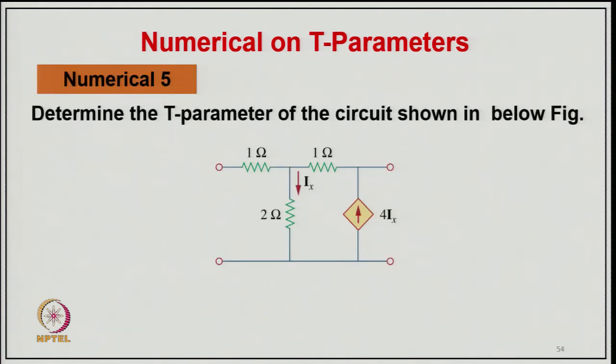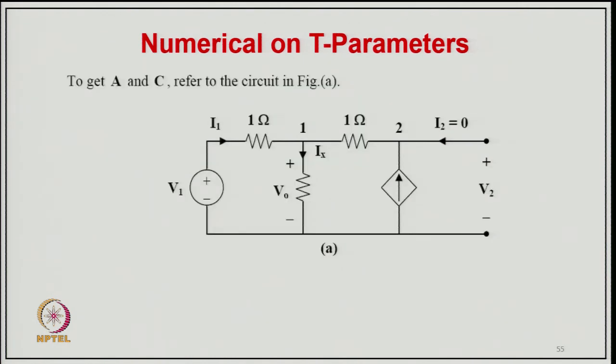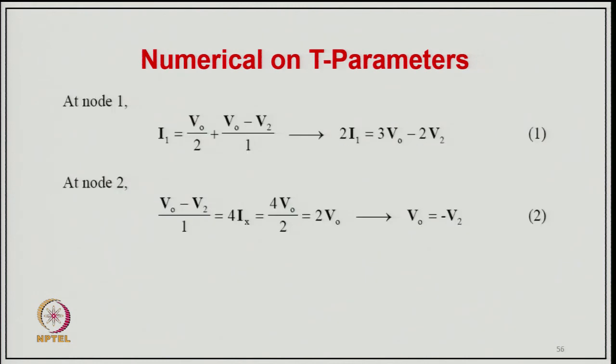Coming to numerical 5, determine the T parameters of the circuit shown here. We have a 1 ohm resistance, then a T network of 1 ohm and 2 ohm, with a current dependent source of 4Ix, the current flowing into the 2 ohm. To get the AC parameters, refer to the circuit here, keeping the output terminal open, where I2 is 0. In this circuit at node 1, I1 equals V0 upon 2 plus (V0 minus V2) upon 1.